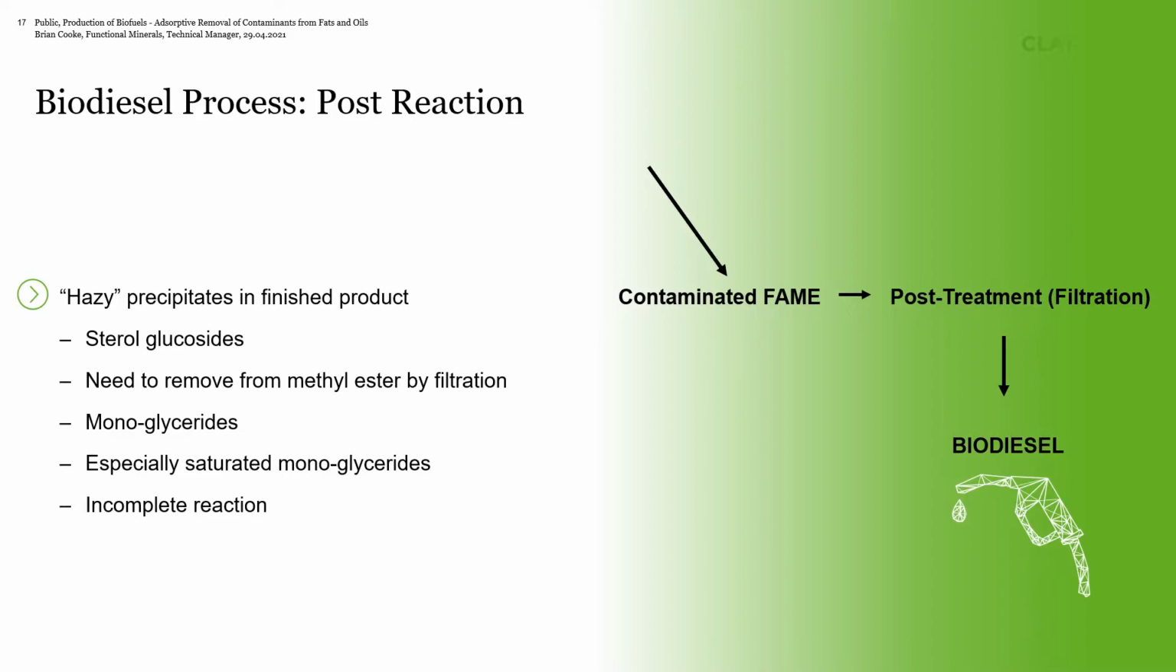Looking at some other things to keep in mind, you may have some hazy precipitates found in the finished product. Those could be sterol glucosides, maybe some saturated monoglycerides. So those need to be removed as well during this process. And the good thing about using an adsorbent to remove the other contaminants is they will remove these sterol glucosides as well at higher temperatures. So you don't have to cool the biodiesel down to precipitate those products out. You can do that at temperature and they'll be removed as well.